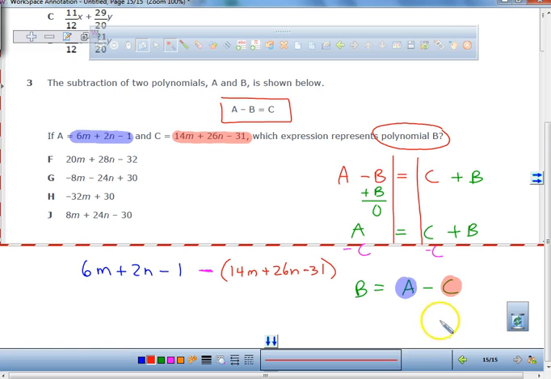Okay? Now, what I want you guys to do right now is write this down. Alright? And then I want you to distribute a negative to each of these. Okay? Distribute this negative to each of those numbers.